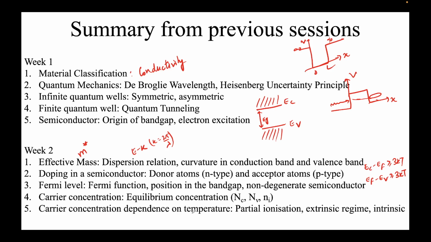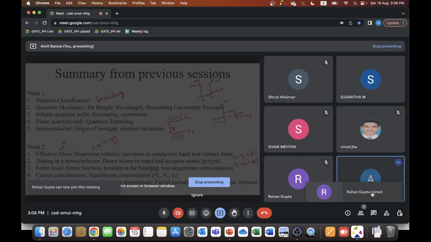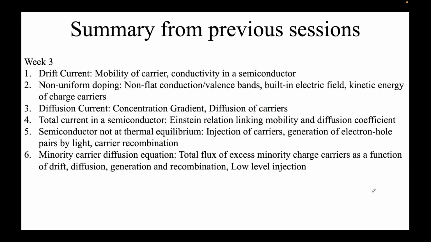And finally, we saw the dependence on temperature. At low temperature no dopant is ionized, then it ionizes partially, and then it is fully ionized, and we enter the extrinsic regime. And finally we enter the intrinsic regime, where even the bonds start breaking in the semiconductor.